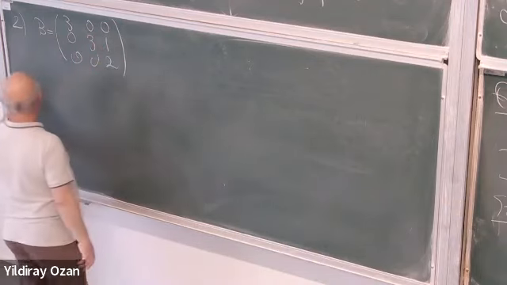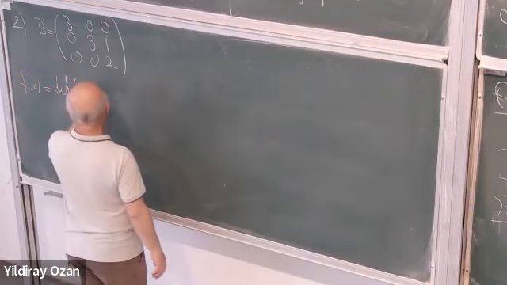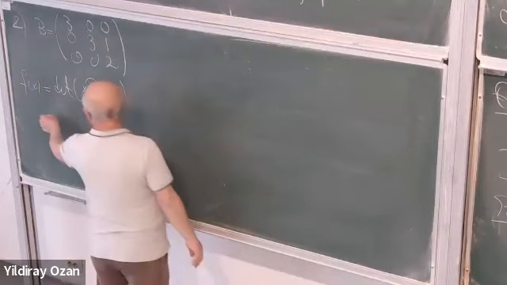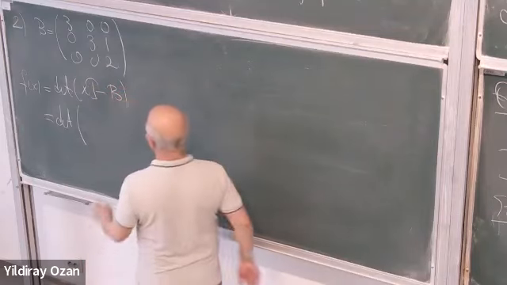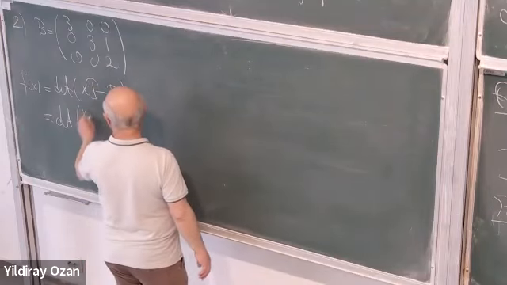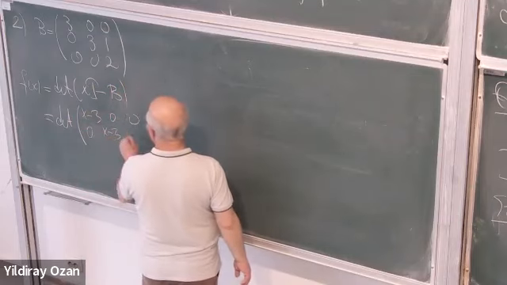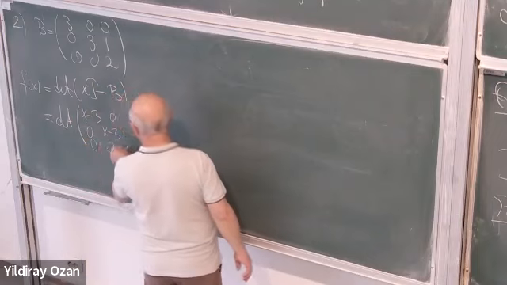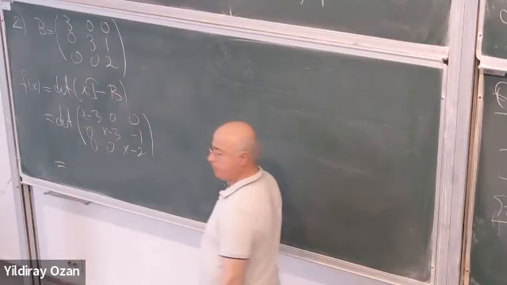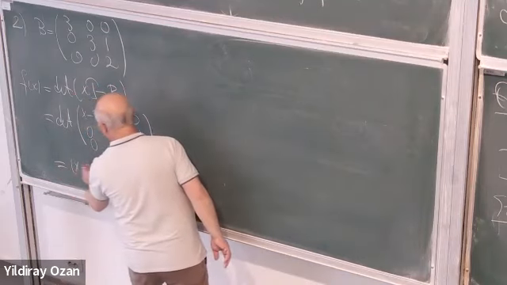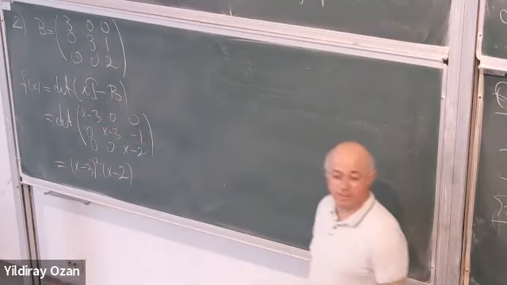Now, what is the characteristic polynomial? Determinant of x times identity minus B. So x minus 2, 0, 0, 0, x minus 2, minus 1, 0, 0, x minus 2. Well, the characteristic polynomial is the same. X minus 3 squared x minus 2. Right? It is the same.